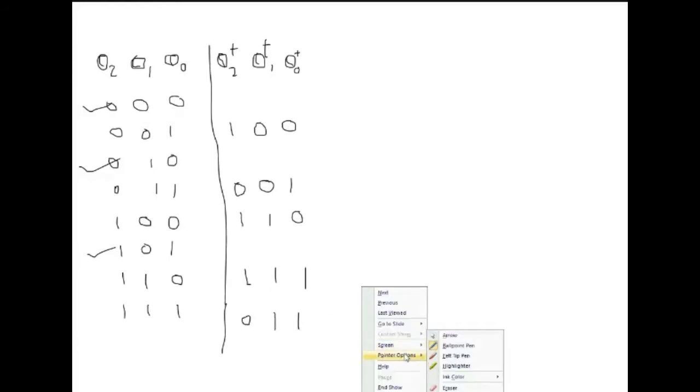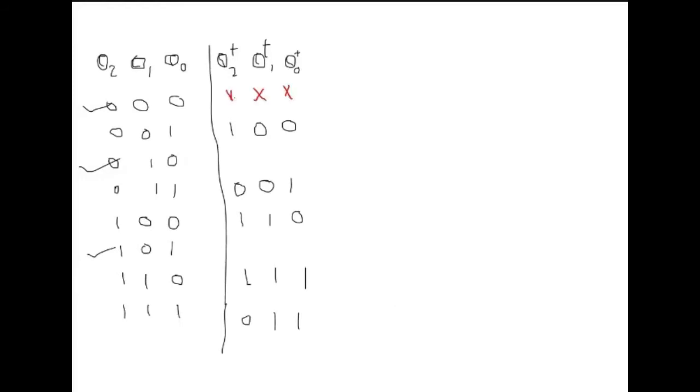The remaining 3, I will take as a don't care. So these are the don't care ones: 0 is the don't care, 2 is the don't care, and 101, 5 is the don't care. Now we will make the excitation table.